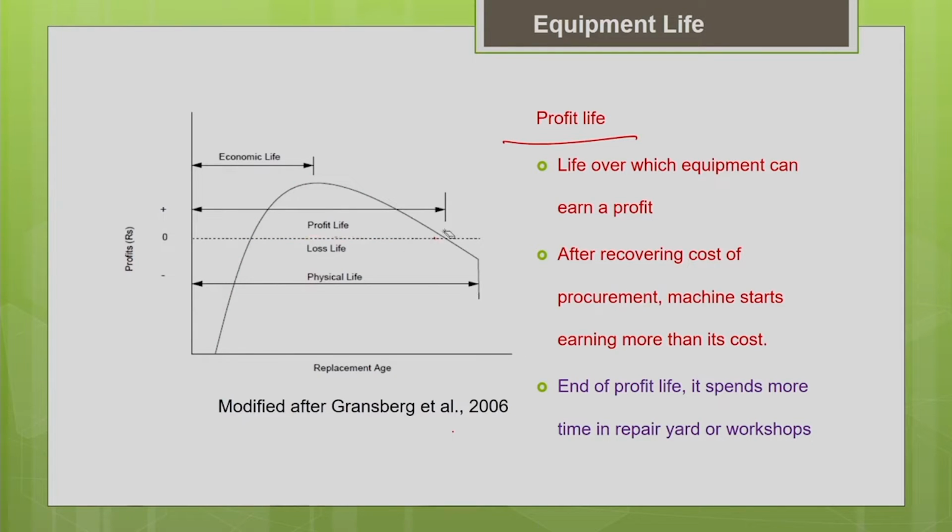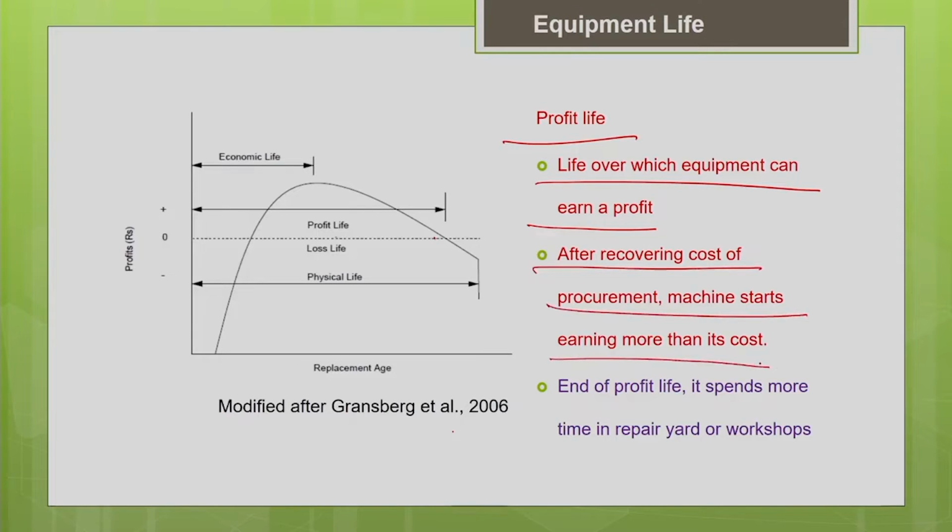So profit life is nothing but the life over which an equipment can earn a profit. As I told you, after recovering the cost of its purchase, the machine starts earning more than its cost, meaning it has entered into the profit zone. At the end of the profit life, it spends more time in the repair yard, which means it will enter into the loss zone. So before that, it is better to replace the old machine with the new machine.